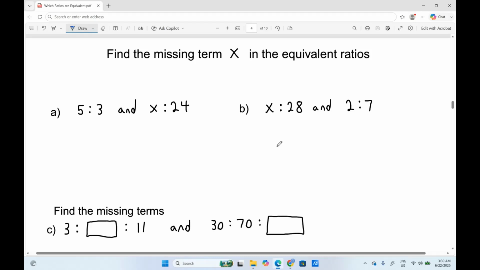Hi class, in this video we're going to be doing some practice on finding the missing terms in equivalent ratios. So first things first, I'm going to show you how to do it with the constant of proportionality.